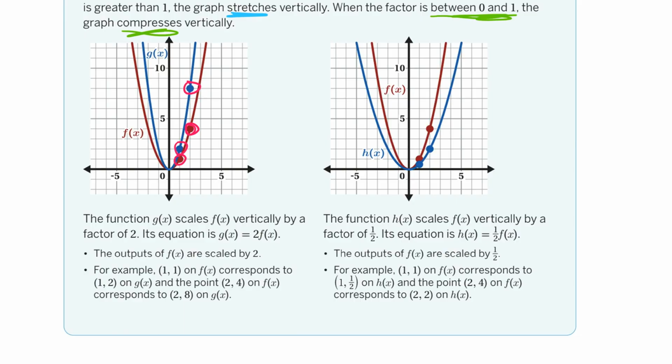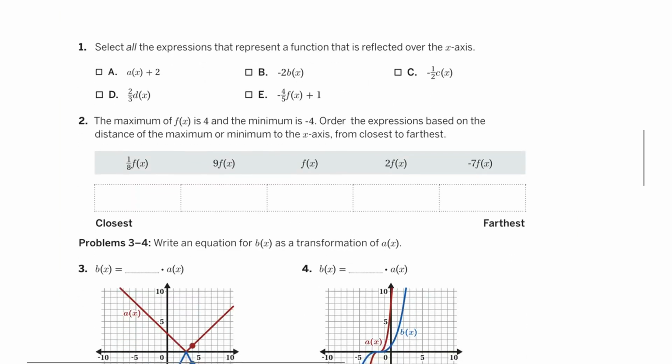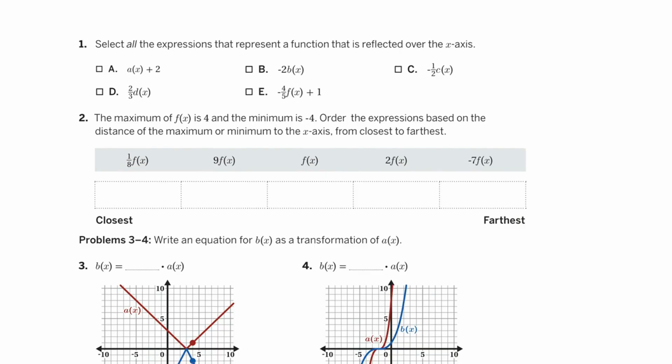The second situation is if we multiplied by 1/2. You can see that our original function f of x, output of 1, now becomes 1/2. Output of 4 now becomes 2, because we're multiplying those y values by 1/2. We can see that it's getting a little bit squatter, shorter in terms of the y values. So let's see that in practice with question number 1.